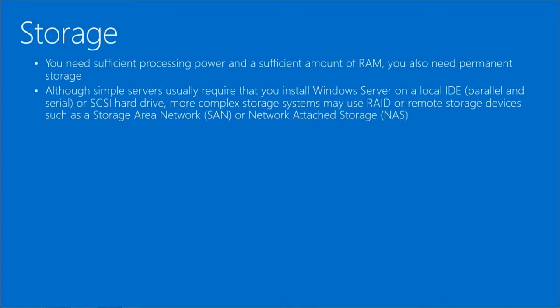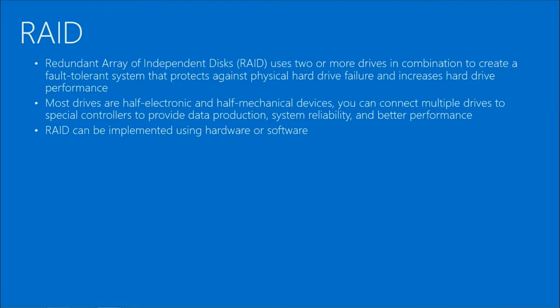So we've talked about numerous types of storage: SANs, NAS, RAID, SCSI hard drives. The first type of storage that we'll talk about is RAID, redundant array of independent disks. Redundant array of independent disks, or RAID, uses two or more physical drives together to create some type of new disk system.